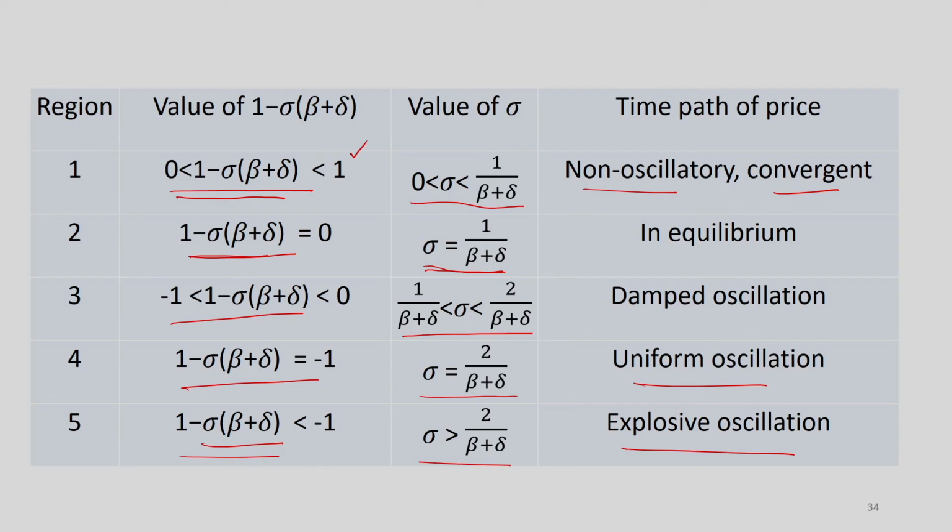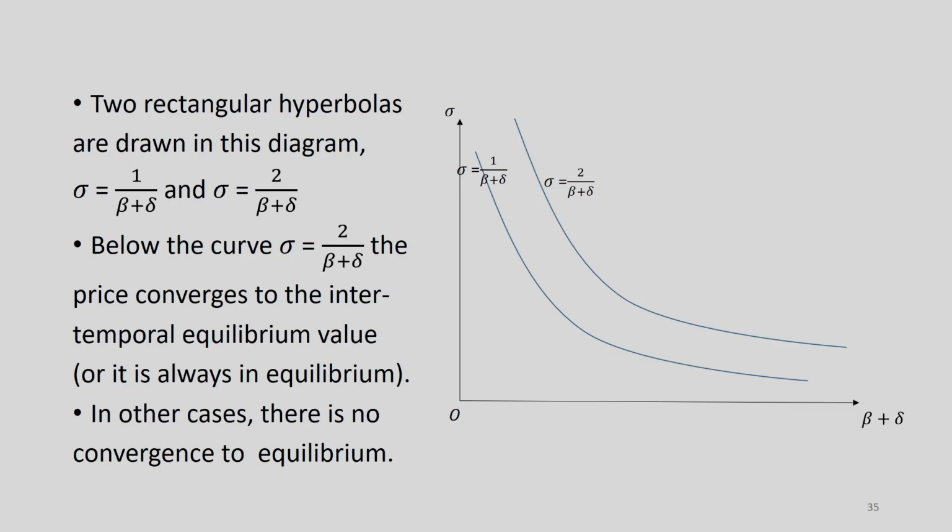Now, out of these 5 cases, therefore, we have these first 3 as stable, right. In these cases you have convergence or you are always in equilibrium, whereas the last 2 are not stable. Now, these 5 cases can be in fact shown in terms of a very convenient diagram. In this diagram, what we have done is that along the horizontal axis we have taken beta plus delta, and on the vertical axis I have taken sigma.